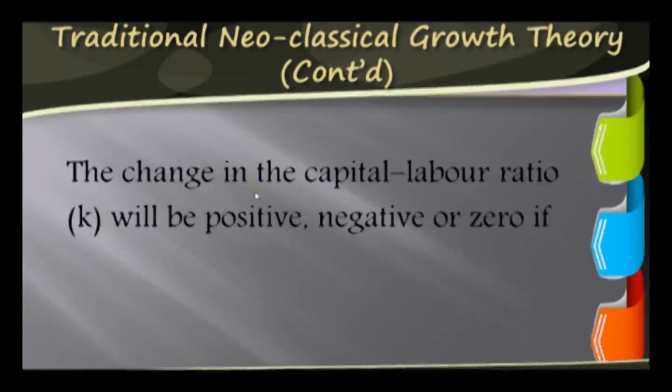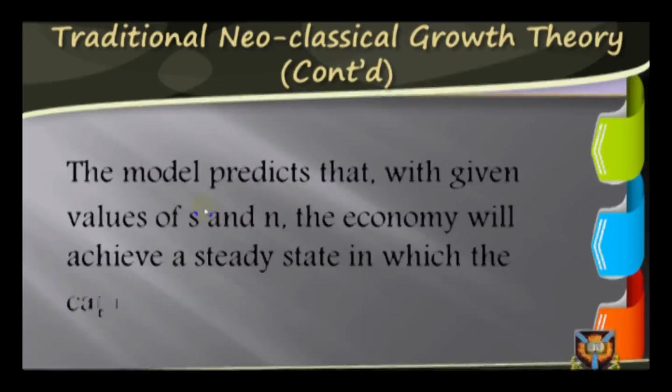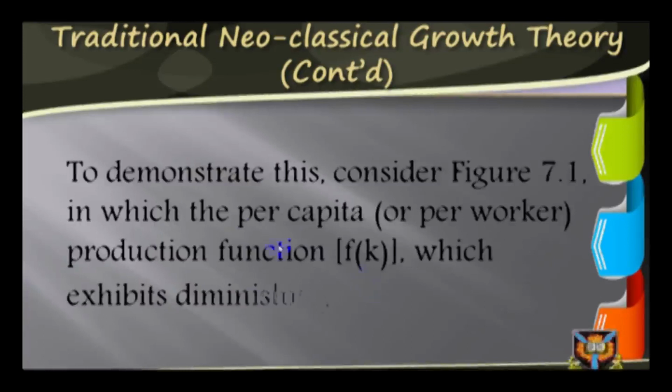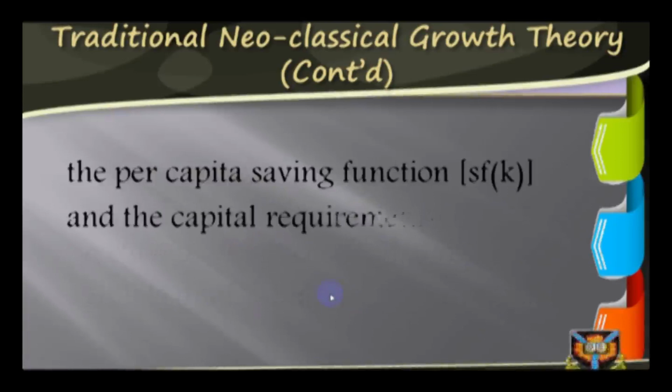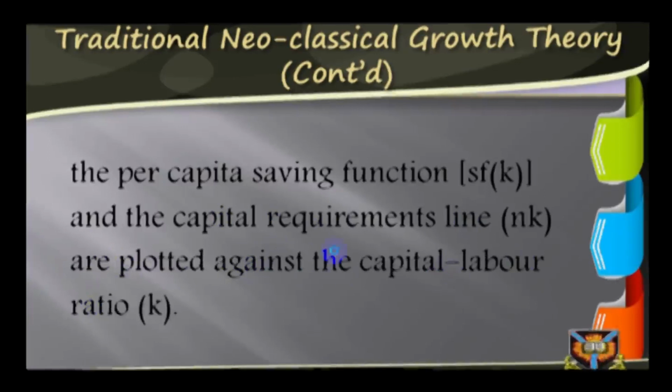The model predicts that with given values of s and n, the economy will achieve a steady state in which the capital stock and output both grow at the exogenously determined labor force growth rate. To demonstrate this, consider figure 7.1, in which the per capita income production function, which exhibits diminishing returns to capital, the per capita savings function, and the capital requirement line nk are plotted against the capital-labor ratio.